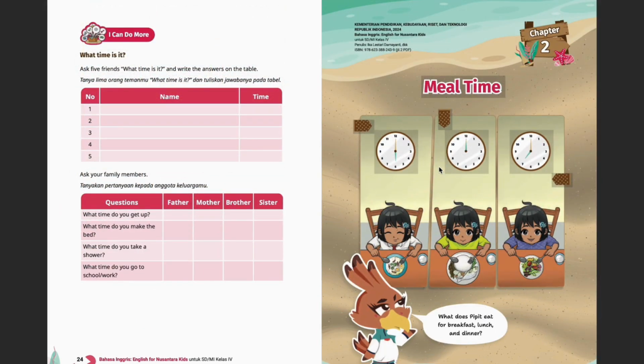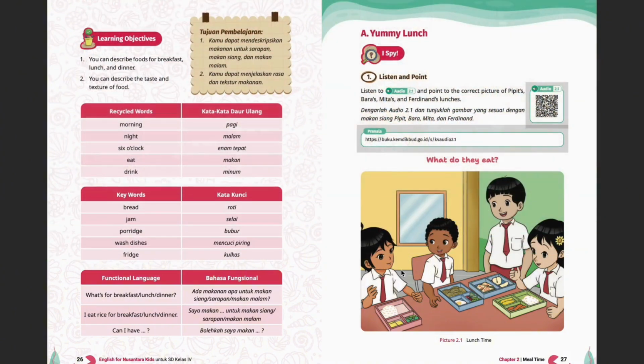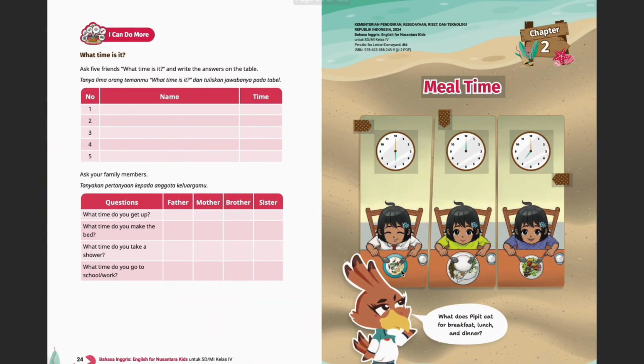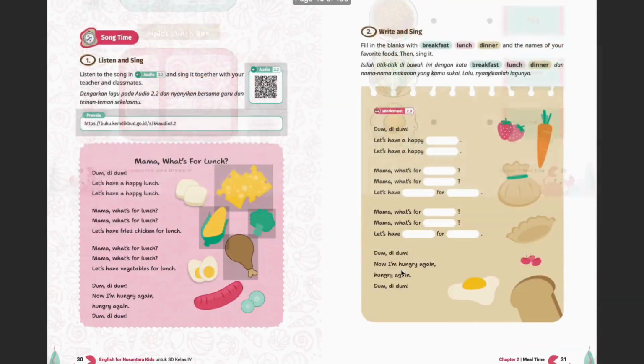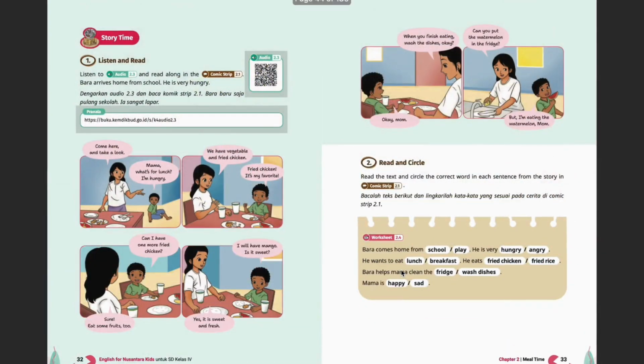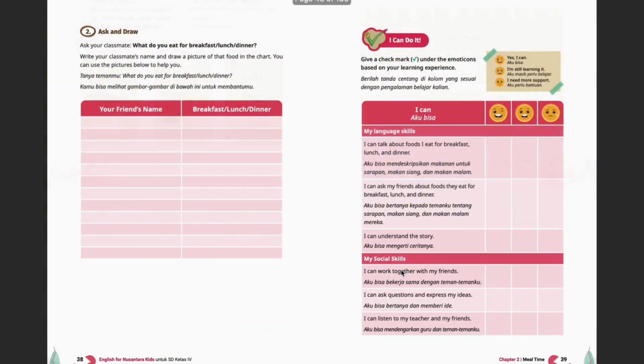So I selected chapter 2, Mealtime, because the topic is closely related to students' daily life, especially about food such as breakfast, lunch, and dinner. So this makes it easier for students to understand and engage with the material.